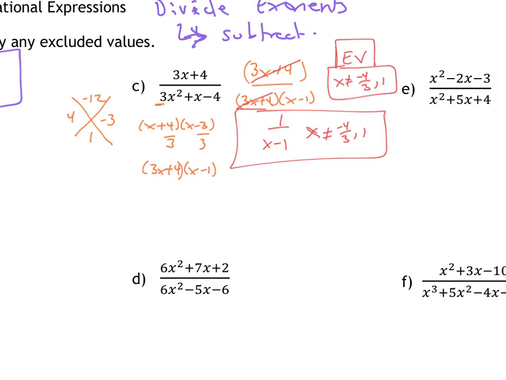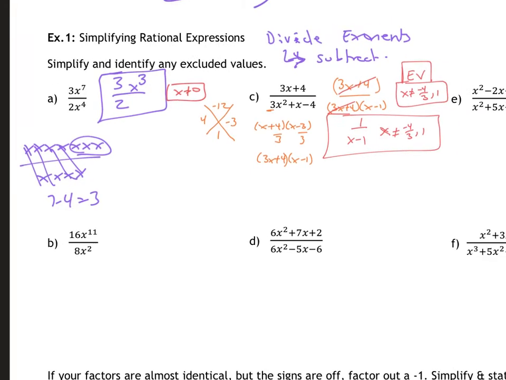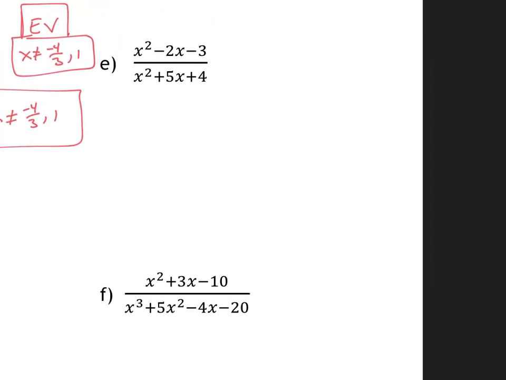All right, cool. I guess if you go back to the first one, I should have done that first. In the very beginning, I canceled it. X cannot equal 0, because in the very beginning, if you plugged in 0, it's not going to work. That's my fault. All right, let's look at E.